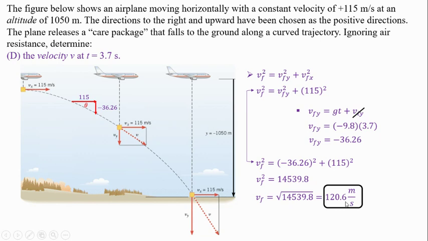But now that we know the two legs, it's super easy to find this angle, right? Just use tangent. You can use sine, you can use cosine if you want, but I like to use tangent here because I already know Vx and Vy. All right, so inverse tan of 36.26 over 115. If you do it on your calculator, you should get a value of 17.5 degrees southeast. So you notice here as it falls, the angle keeps getting bigger and bigger.